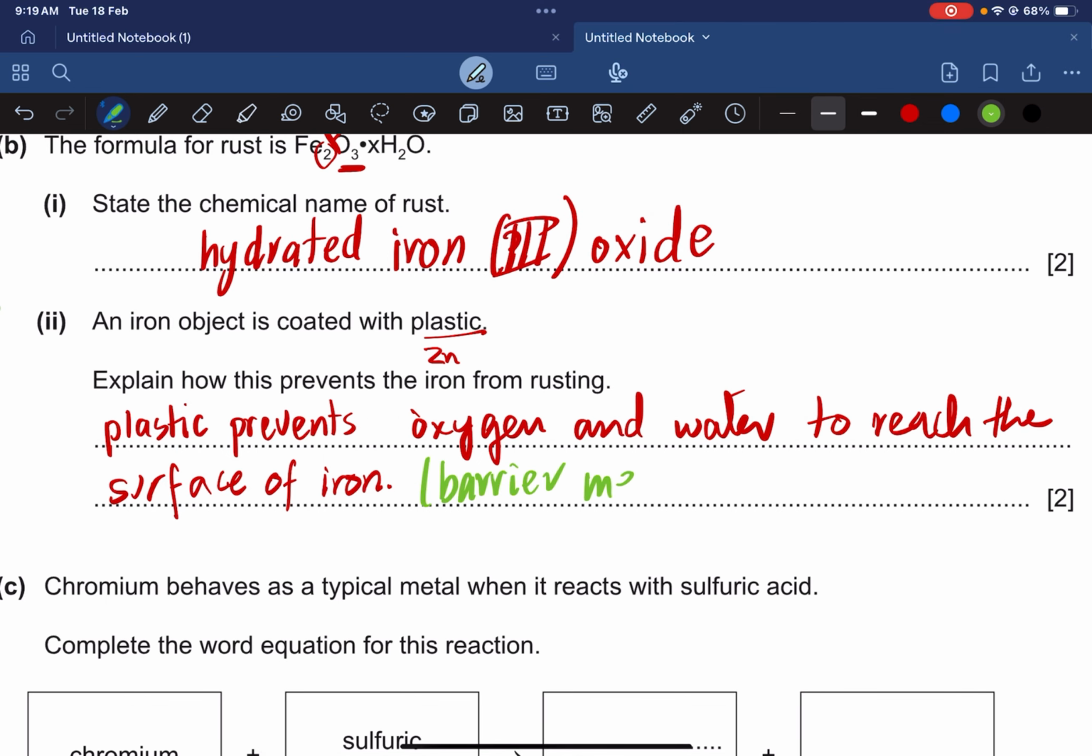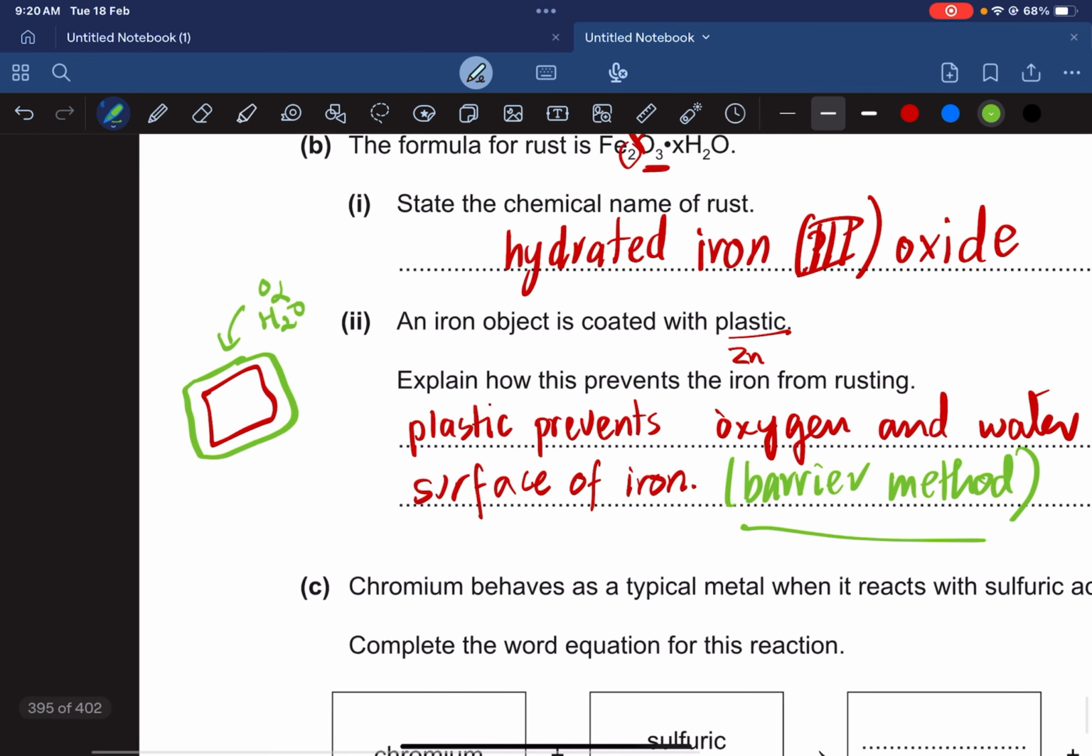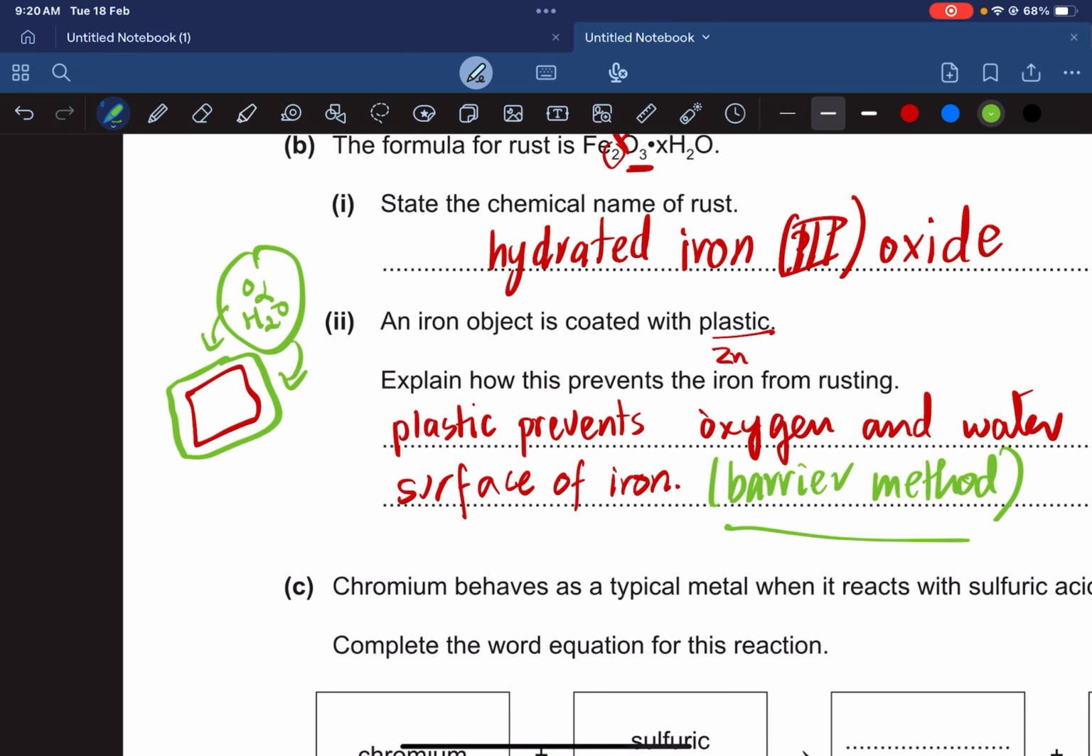What do I mean by barrier method? I'm writing in bracket that plastic forms a barrier. It's not sacrificial protection, that's something else. It's a barrier method, a barrier between water and oxygen and the iron.